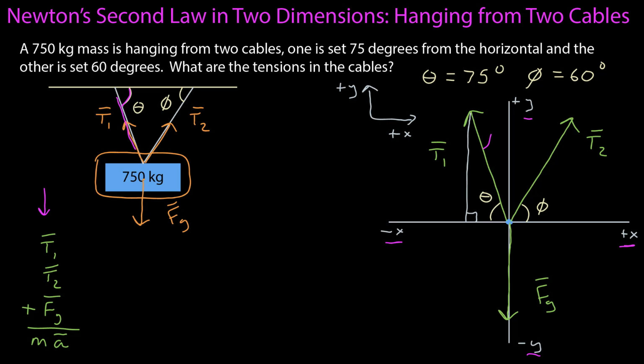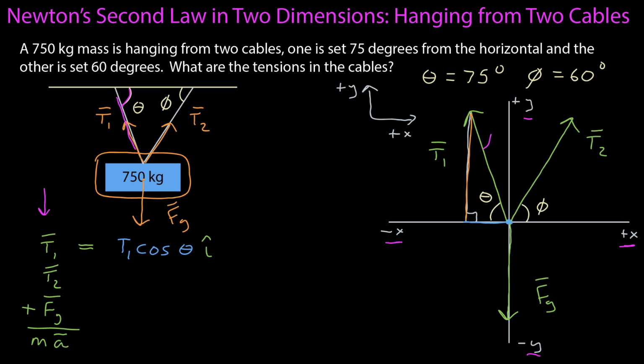We start with T1, and to find the components, I start at the tip of the vector and draw a line to one of the axes so that it makes a right triangle. Now, with the magnitude of the vector as the hypotenuse, the lengths of the sides are then the magnitudes of the components. So, for example, the length of this blue line is the x component of the force T1. The length of the orange line is the magnitude of the y component of T1.